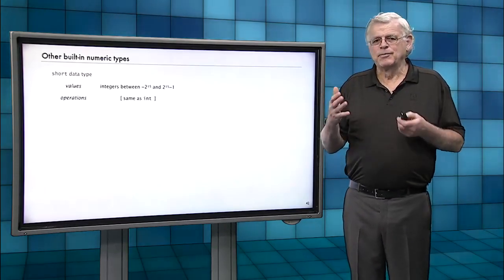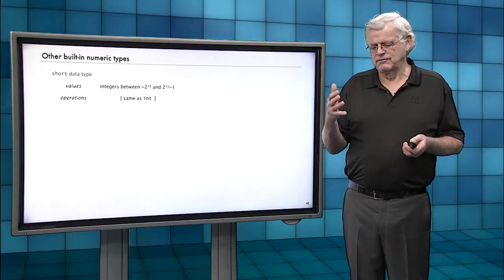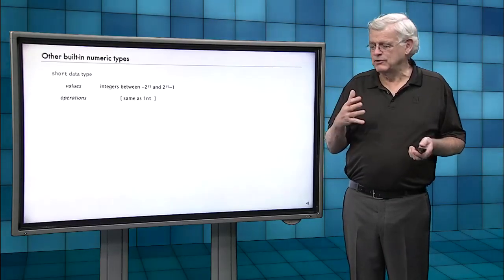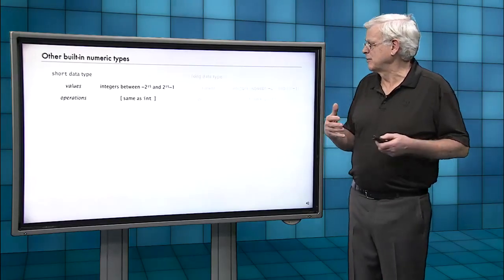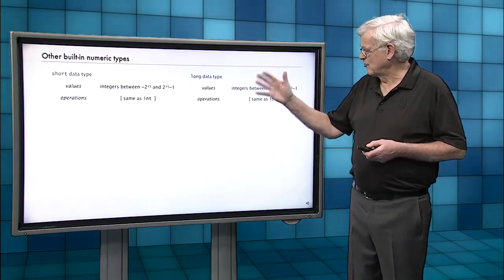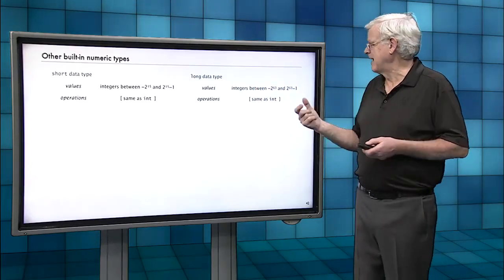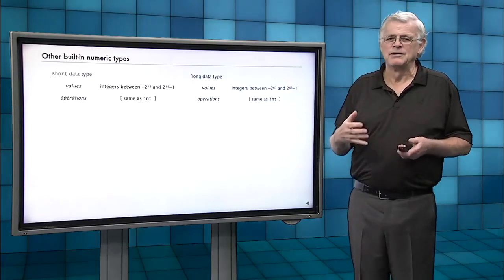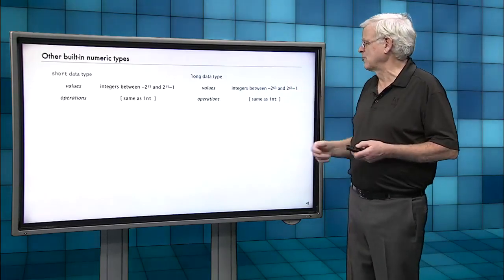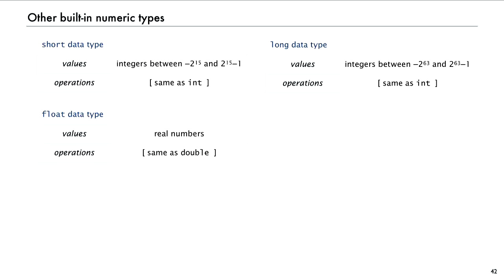There are other built-in types for representing numbers in Java that we don't use too much, but sometimes. There's one called short, which has the same operations as int, but a smaller set of values, and another one called long, which has the same operations, but a much larger set of values. And there's one called float that is like double, but it's less precise.